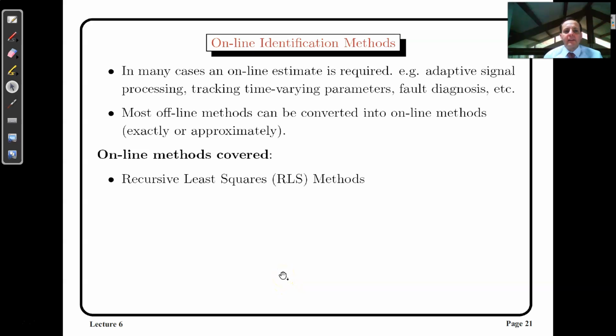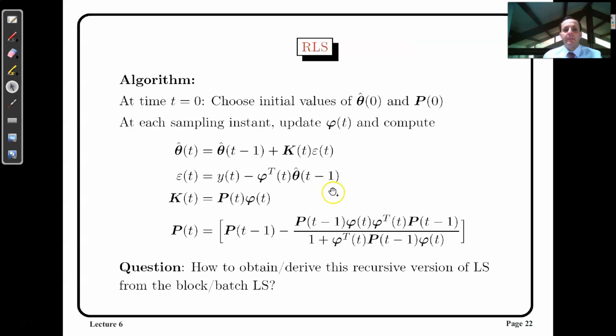Concerning the online identification approach we examined, which is used, for example, in adaptive signal processing, tracking time-varying parameters, and especially in fault diagnosis. Most of the methods can be converted into online approaches. Well, perhaps the most complex is the prediction error method, because it represents an approximate solution to the estimation of the parameters, but is also the most accurate. And the online method covered is represented by recursive least square, which is also the simplest one.